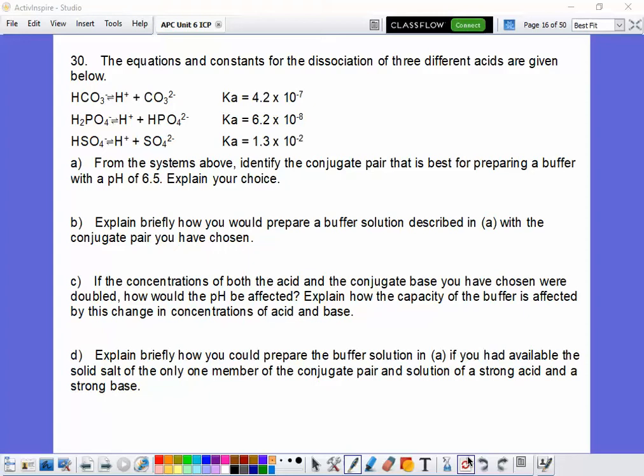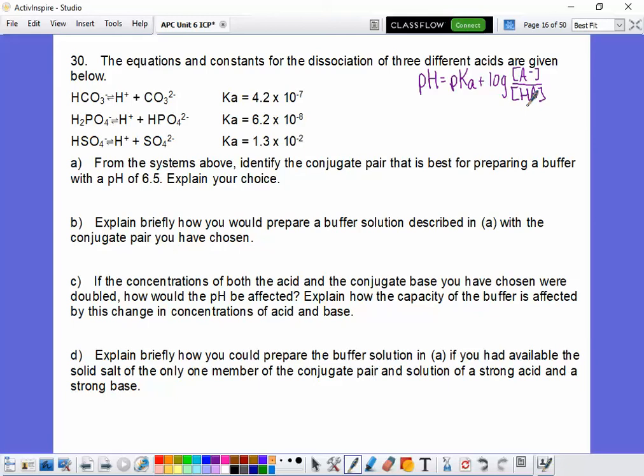For buffers, what formula do we use to calculate pH? I know you're thinking back to last year. I mean, you learned this last year. Come on. Somebody start saying it. The Henderson-Hasselbalch equation. What is the Henderson-Hasselbalch equation? Where A minus is the conjugate base and HA is the weak acid.